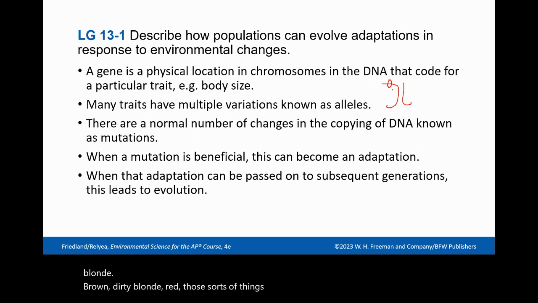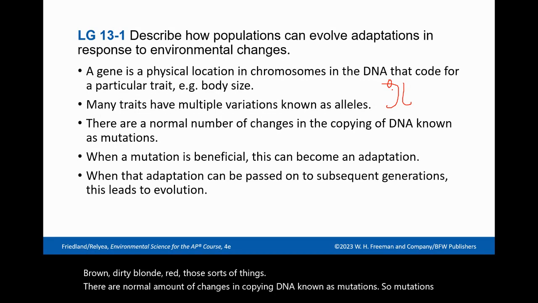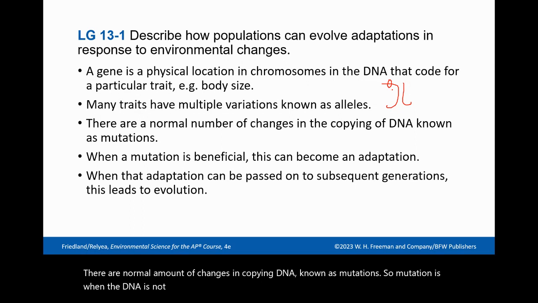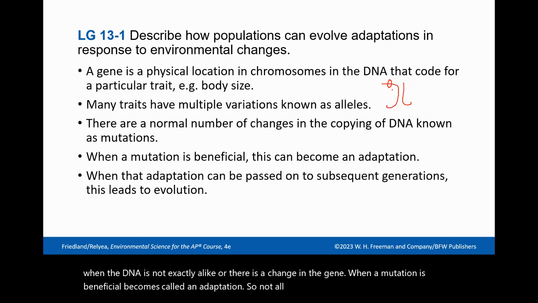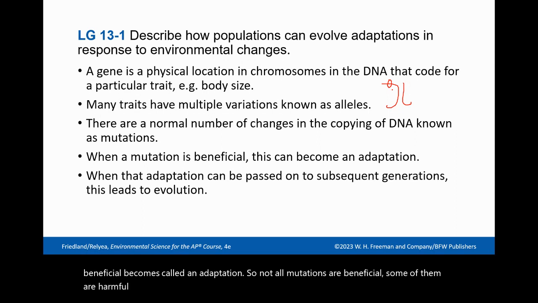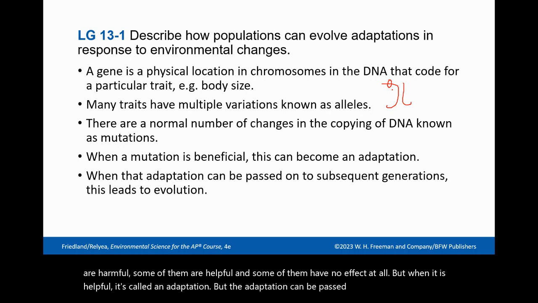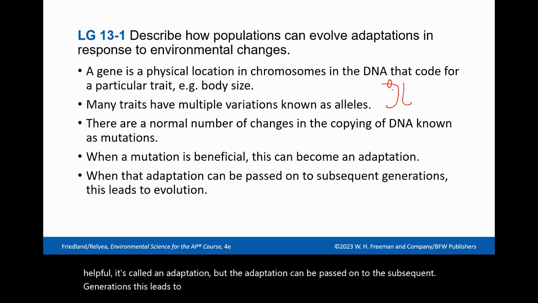There are normal amounts of changes in copying DNA known as mutations. So a mutation is when the DNA is not exactly alike or there's a change in the gene. When a mutation is beneficial, it becomes called an adaptation. So not all mutations are beneficial. Some of them are harmful, some of them are helpful, and some of them have no effect at all. But when it is helpful, it's called an adaptation. When that adaptation can be passed on to the subsequent generations, this leads to evolution.